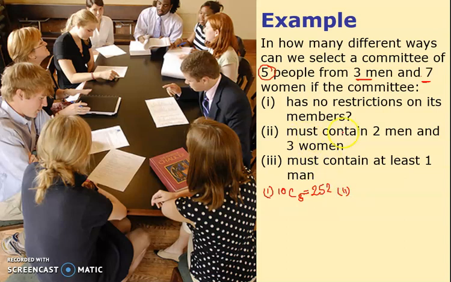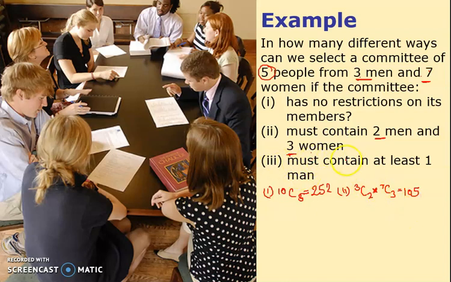Part 2. What if it says it must contain 2 men and 3 women? Now notice where I do this. There were 3 men, I want 2 of them. So of the 3 men, I need to choose 2 of them, 3C2. And whenever it's "and", you times by, of the 7 women, I need 3 of them. So 7C3. It's restricted. So 3C2 times 7C3 equals 105. It's a standard way of doing these questions.